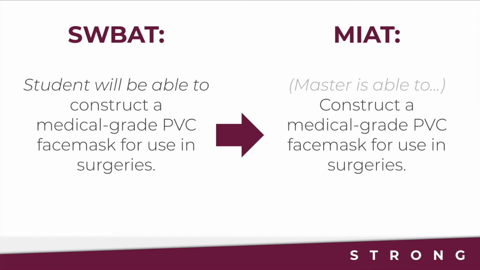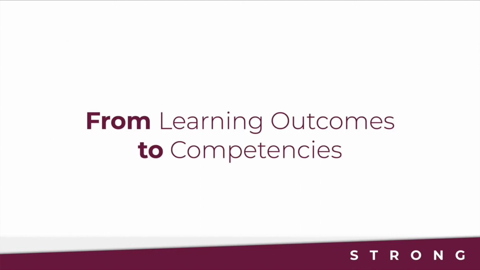By using MEAT instead of SWEBOT to help us frame competencies, we get our minds in the right place and we will write better competencies as a result. In many cases, as you can see, learning outcomes can be easily converted to competencies by simply removing the preamble that mentions the student or their learning context.